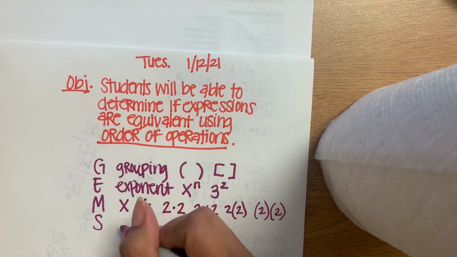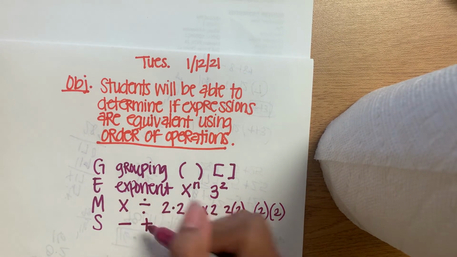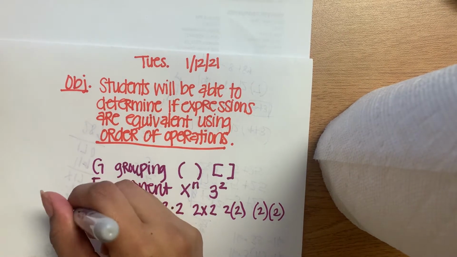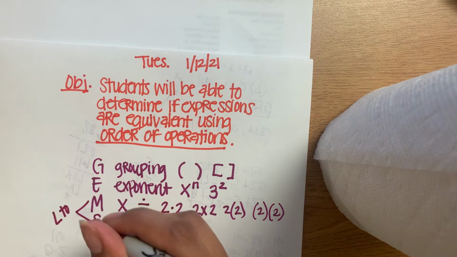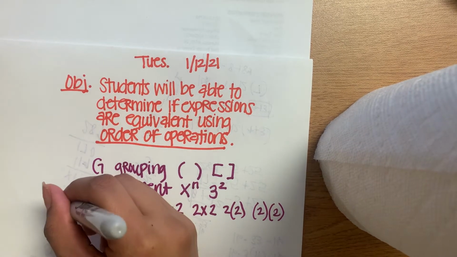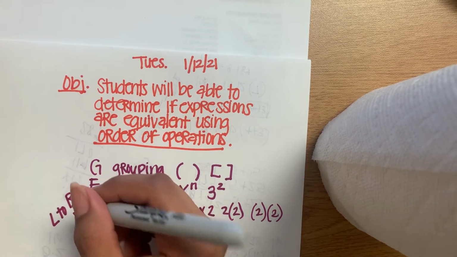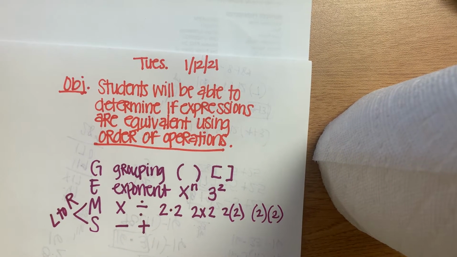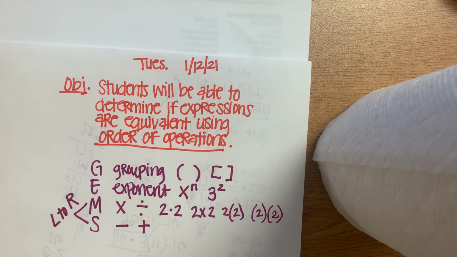Now, when we're looking at our S, this contains subtraction and addition. This is just regular subtraction and addition. Remember, our multiplication, division, addition, and subtraction is solved from left to right. Whichever comes first is what we have to solve first.